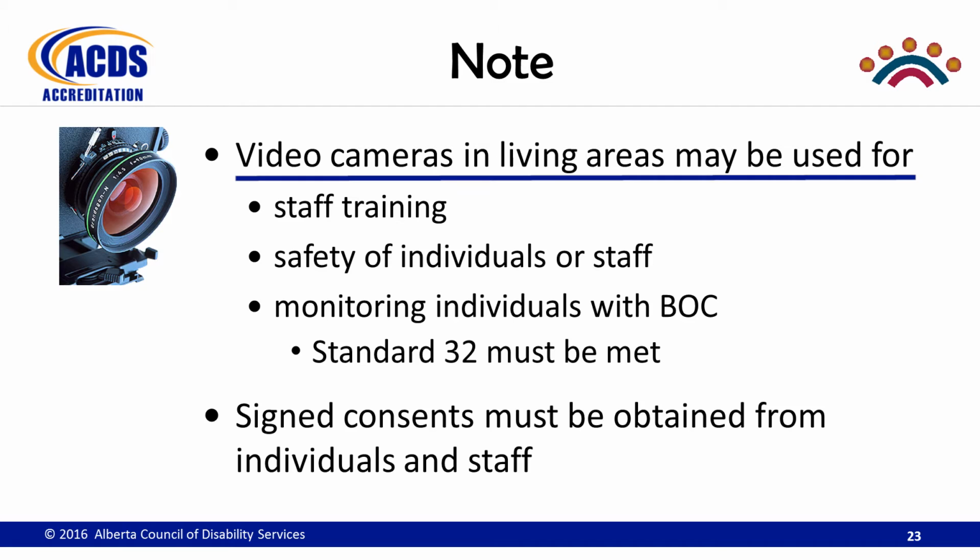Regardless if the video camera is being used for staff training, for individual or staff safety, or for any other reason, Standard 32 must be met for the individual that is requiring the camera because it is an identified behavior of concern. All other individuals living in the home, for example, regardless of whether it is in place directly for them, must have given consent to having the camera in place and must understand the reason for it. Staff must also have signed consent and understand the reason for the camera.